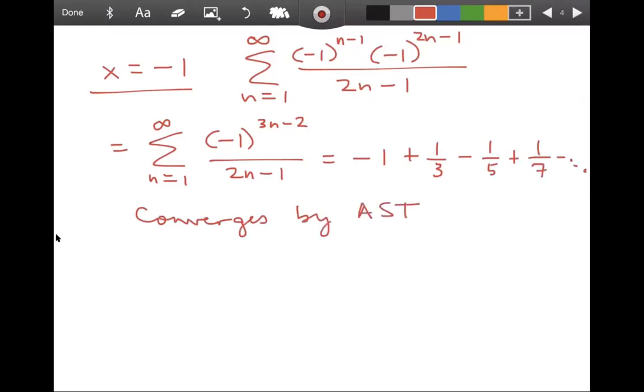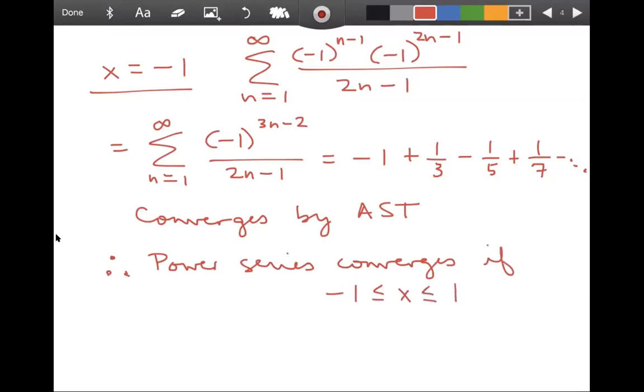So the original power series converges on the entire closed interval from negative 1 to 1, including the endpoints. That's what closed means. And diverges otherwise.